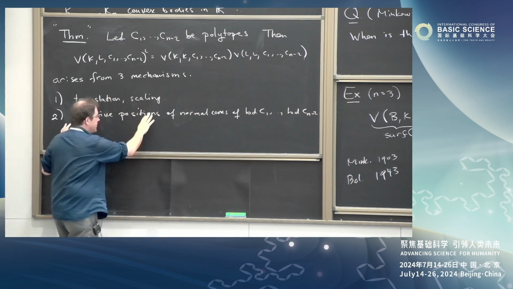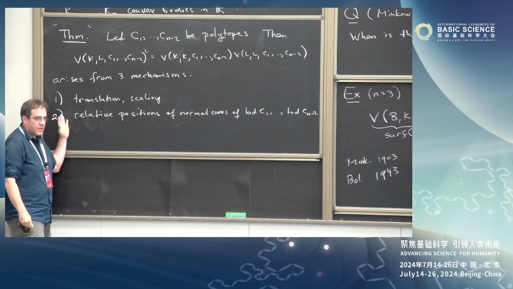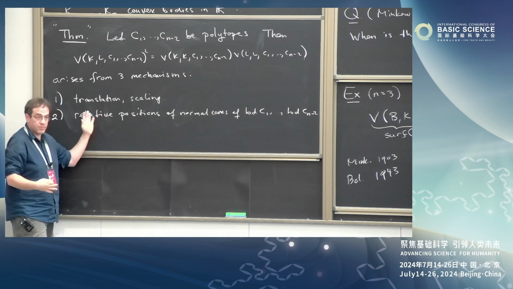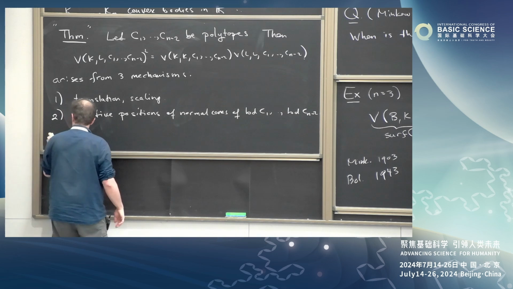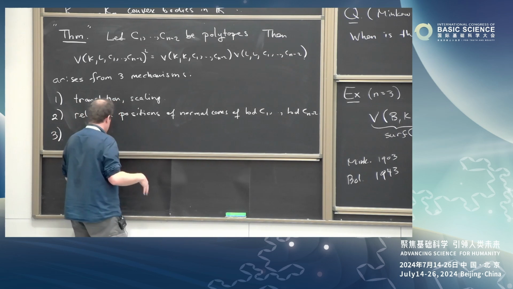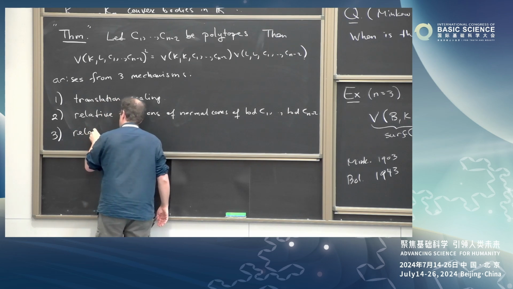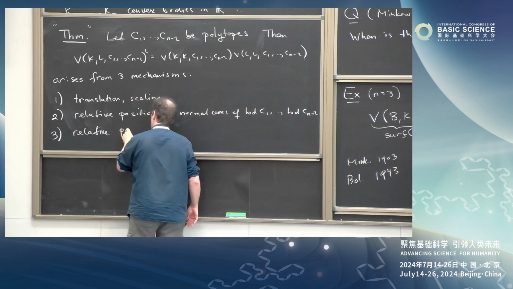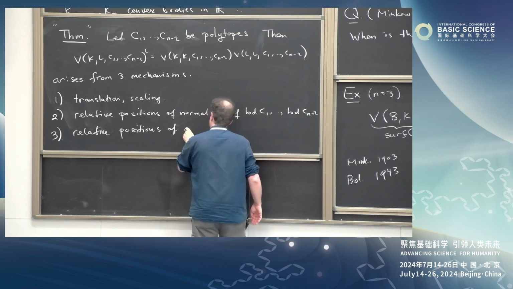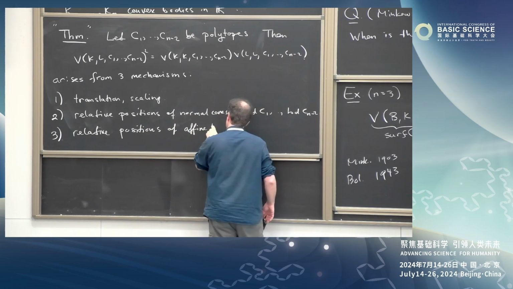And this mechanism, too, was the extremely important insight of Rolf Schneider. That was the main insight of his conjectures. And in order to have a complete characterization, we had to add another mechanism that was not conjectured by Schneider, which is the relative positions of the affine hulls of these bodies.